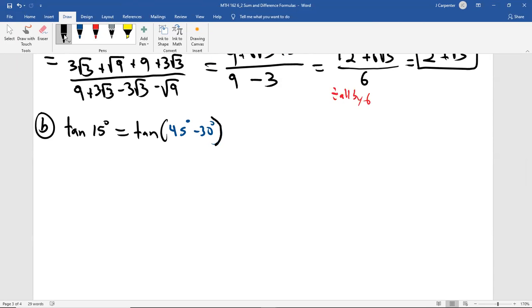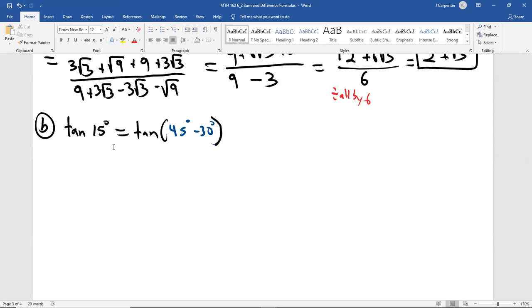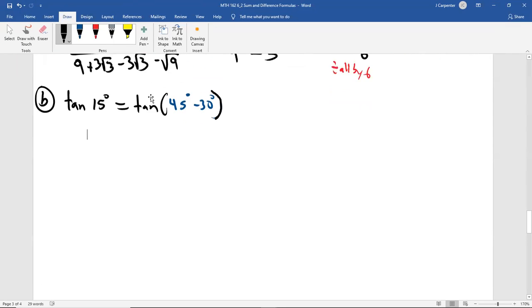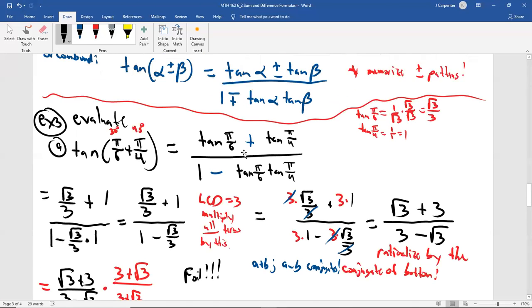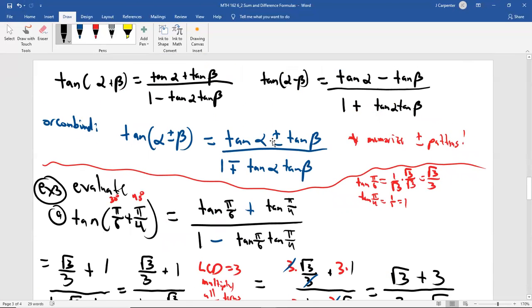There we go. And then we apply our formula, which goes tan alpha plus or minus tan beta, over 1 minus or plus tan alpha tan beta, with the pluses or minuses going there and there. And here's our combined formula, where the top sign takes the same sign as it originally was, the bottom one switches it.